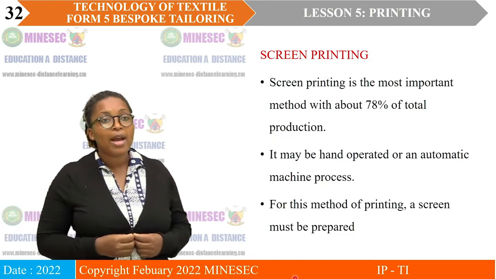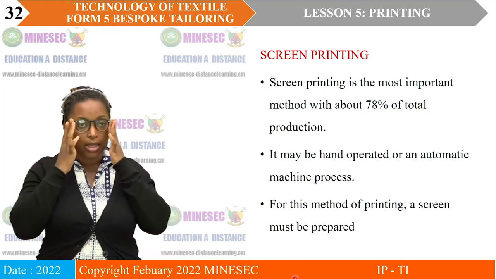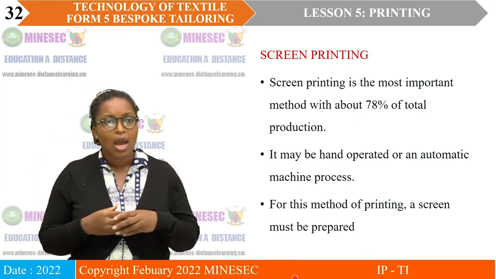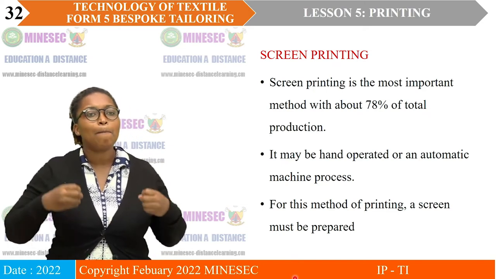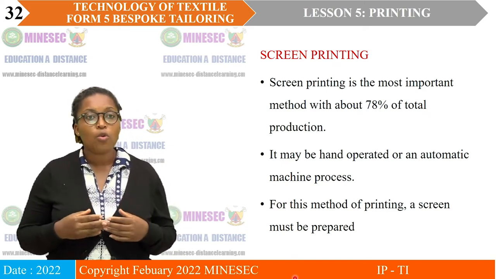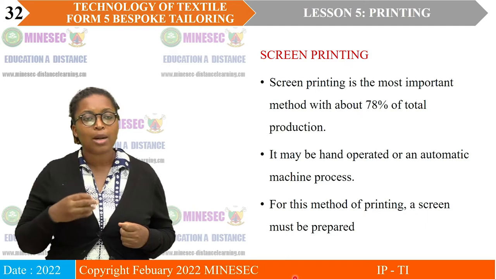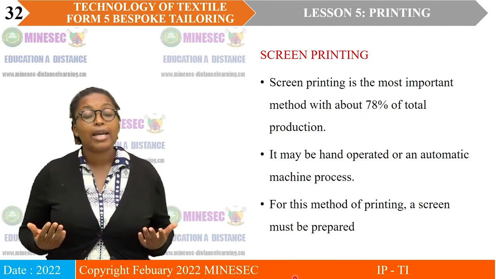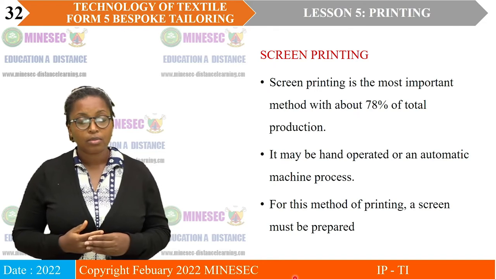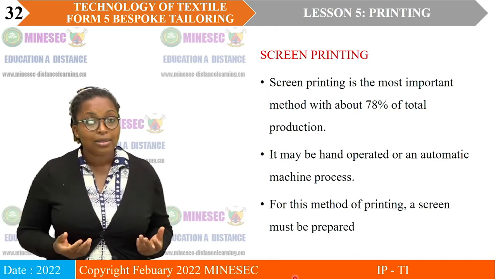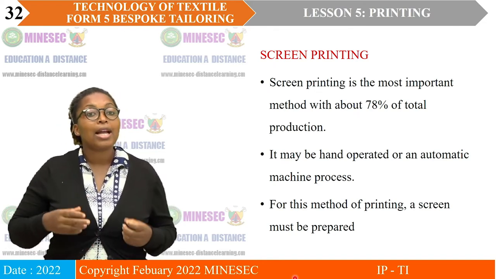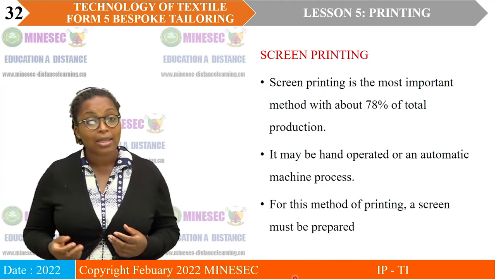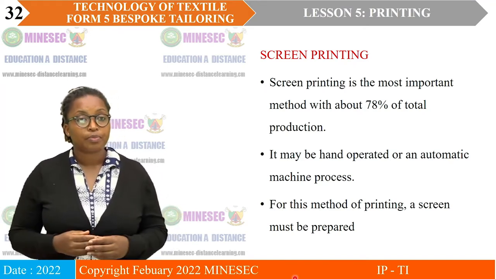The next printing method we have is screen printing. So how does screen printing operate? We said the screen printing method is the most important method, with about 78% of total production. It means the most used is the screen printing method. It can be done by hand, or you can do it in an automatic machine. So screen printing can be done by hand or by a machine.